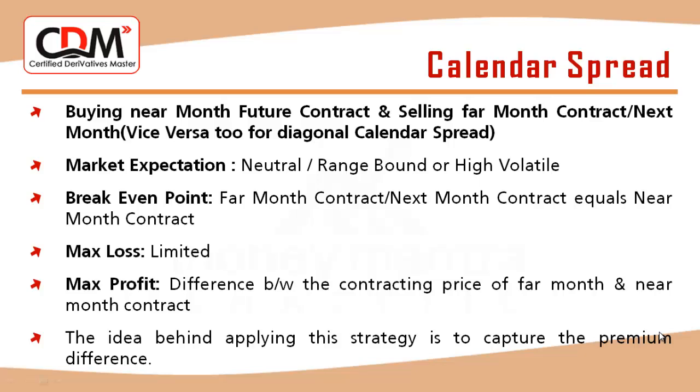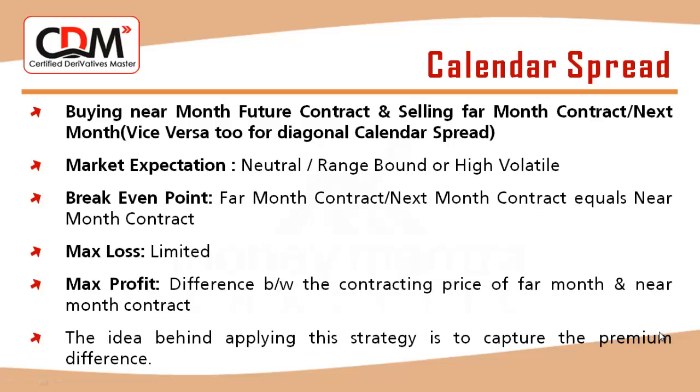It means making a buy position in the current month and short selling the far month contract. If we reverse this strategy, we can call it a diagonal calendar spread. To understand in a simple way, buying the near month future contract and selling the far month future contract is called a calendar spread, and the diagonal calendar spread would be the reverse, short selling the near month contract and buying the far month contract. Let's take an example here.